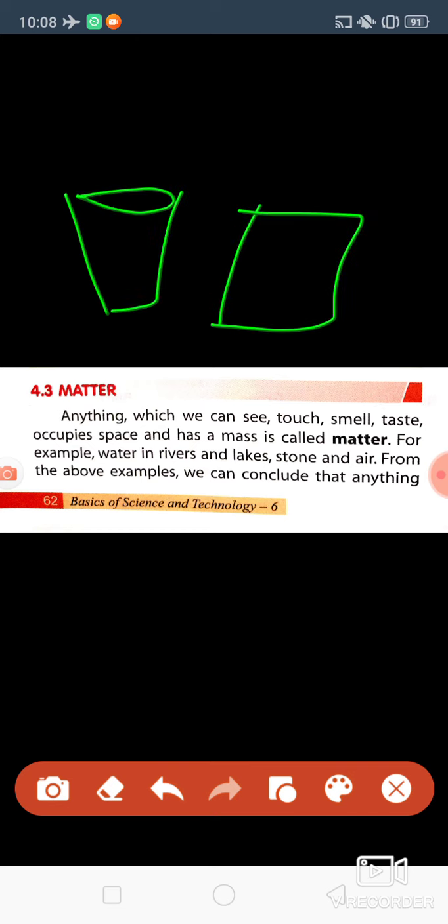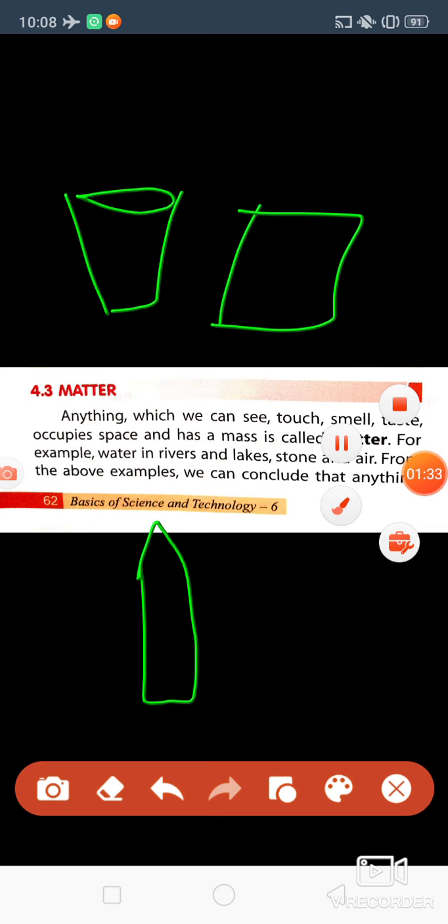Now whatever you see around you, anything, whether it is glass, book, pen, pencil, aeroplane, bus, car, paper, milk, water, everything you see around you is matter.